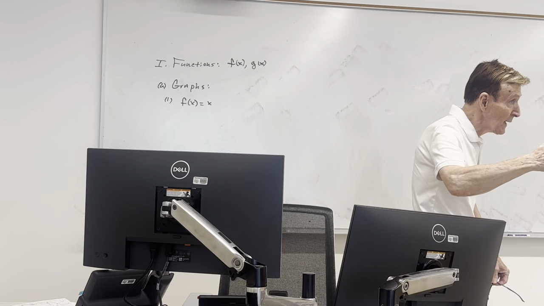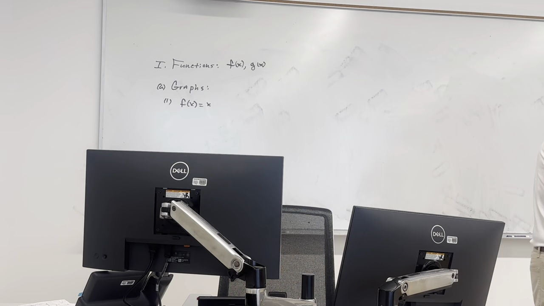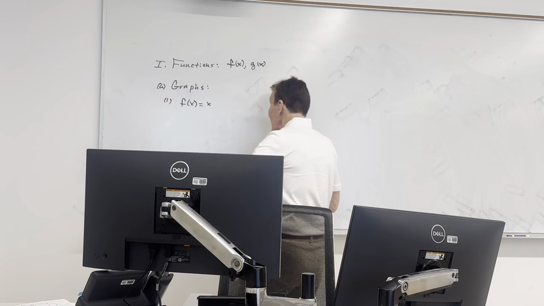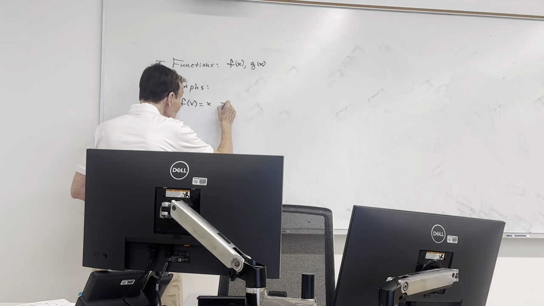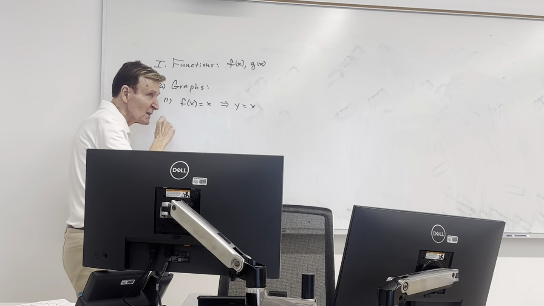Just x. So my domain is negative infinity through positive infinity. I'll see that right now even before I sketch it. Some students may know what f of x is equal to x looks like, y is equal to x. Would you want to recall what that looked like as a sketch?